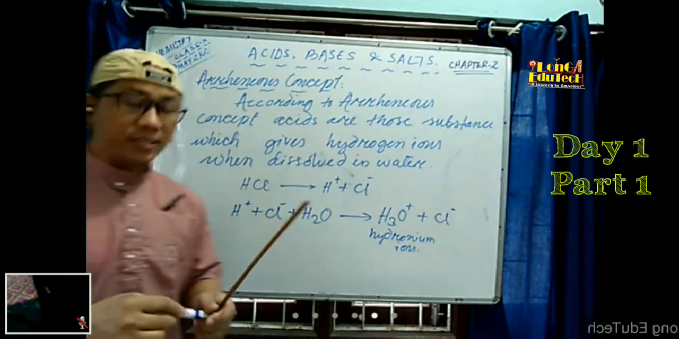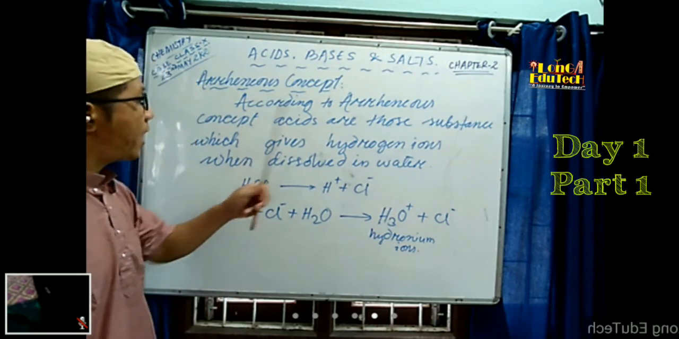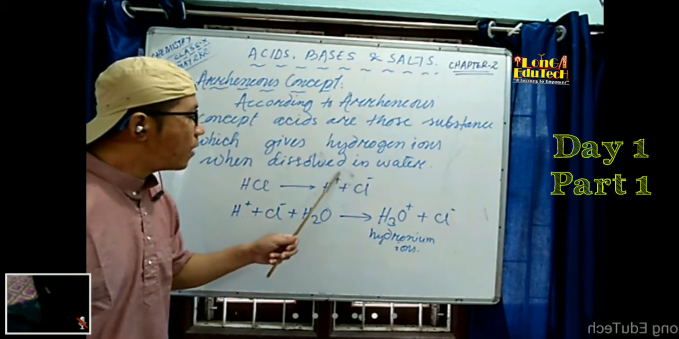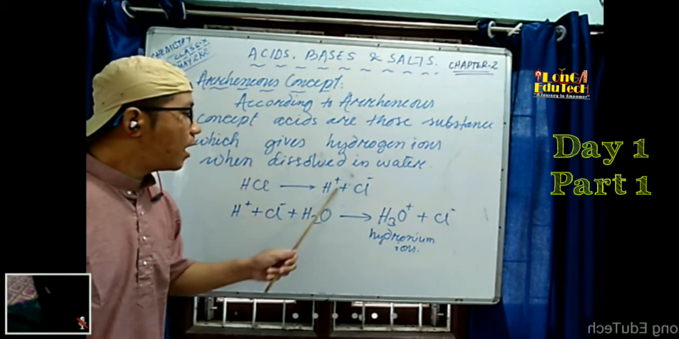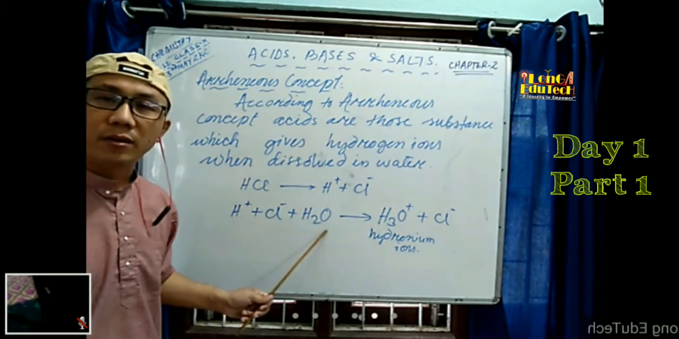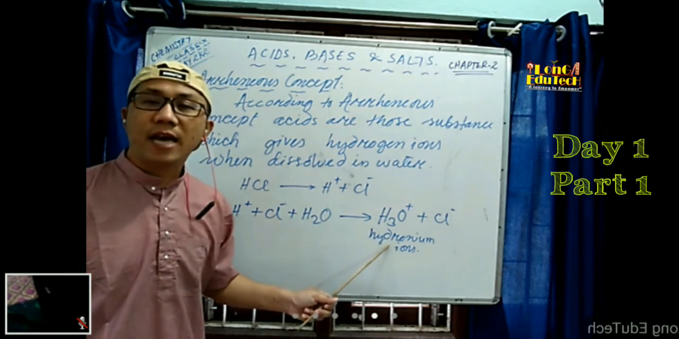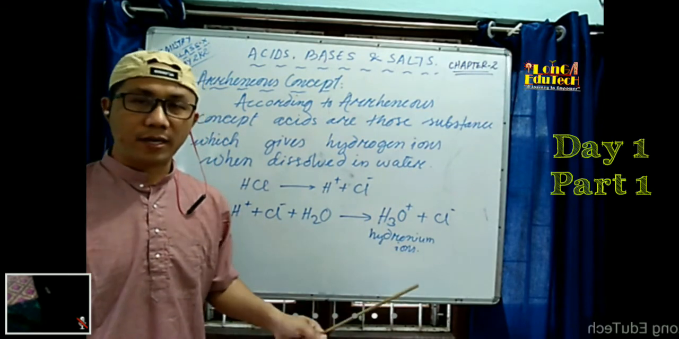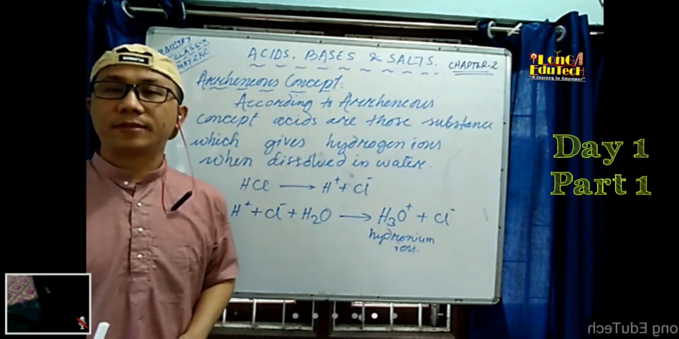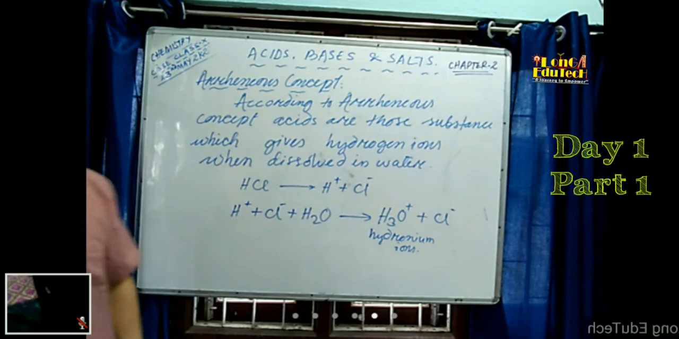Just simply you can understand that when hydrochloric acid, or any acid, is dissolved in water, they give such hydrogen ions. These hydrogen ions come in contact with the water molecule and give the hydronium ions, and it still acts as an acid. So this is according to the Arrhenius concept. Then we will proceed to another scientist.